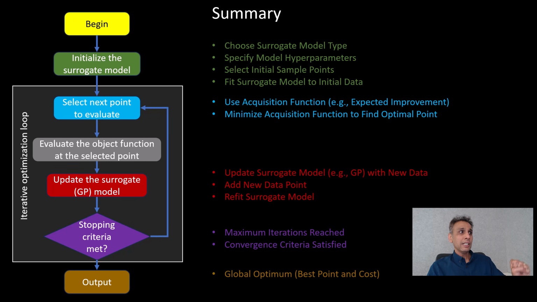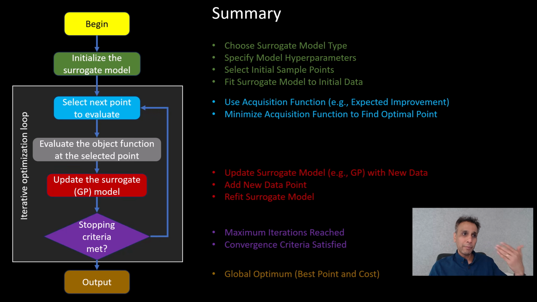How do you do that? So select the next point to evaluate. So use the acquisition function. In our case, we're going to use the expected improvement model, and we are going to minimize the acquisition function to find the optimal point. And then we're going to evaluate the objective function at that selected point. The next step is update the surrogate model.